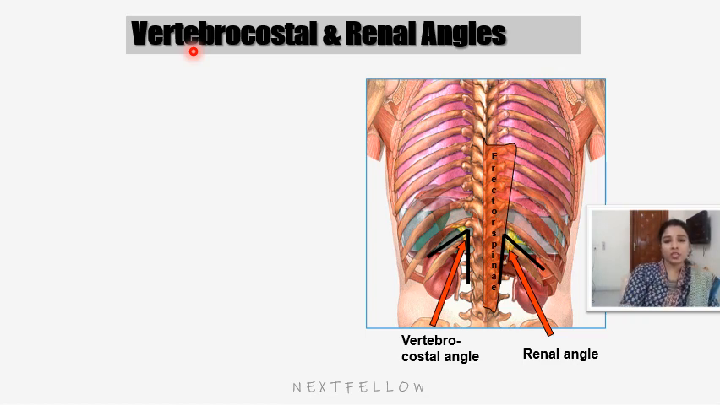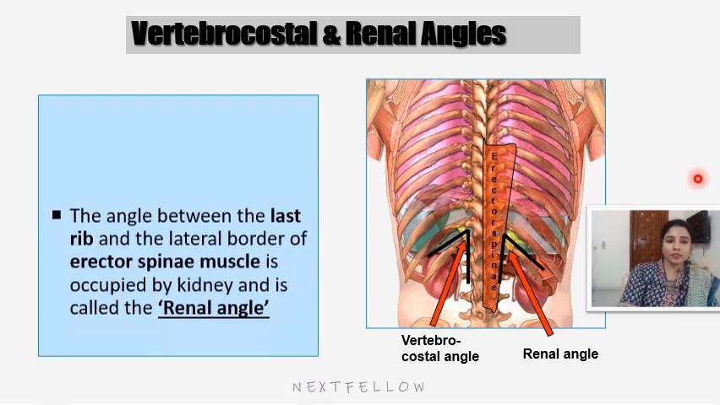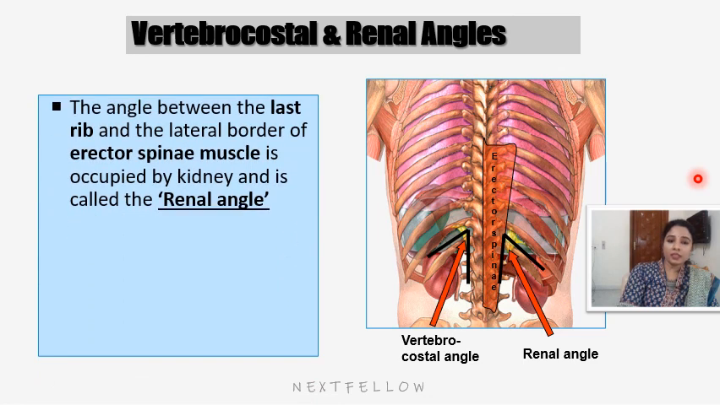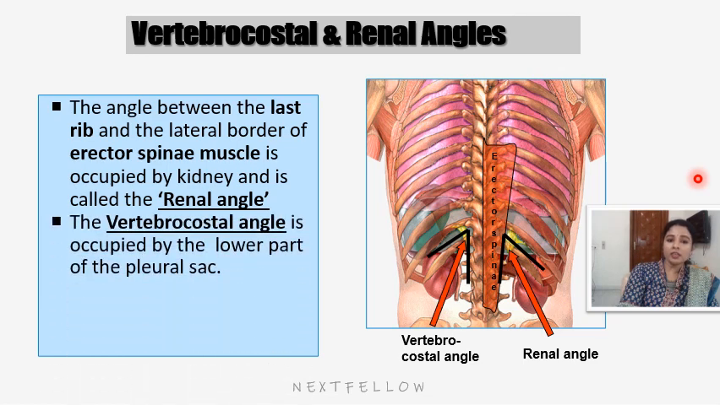Next important is about the renal angle or vertebrocostal angles. So the renal angle is between the 12th rib and the lateral border of the sacrospinalis or erector spinae muscle. So here is the erector spinae muscle and here is the 12th rib. If you make an angle along the 12th rib and the lateral border of the erector spinae, this angle is called the renal angle. So the angle between the last rib, the 12th rib, and the lateral border of erector spinae, which is occupied by the kidney, is the renal angle.